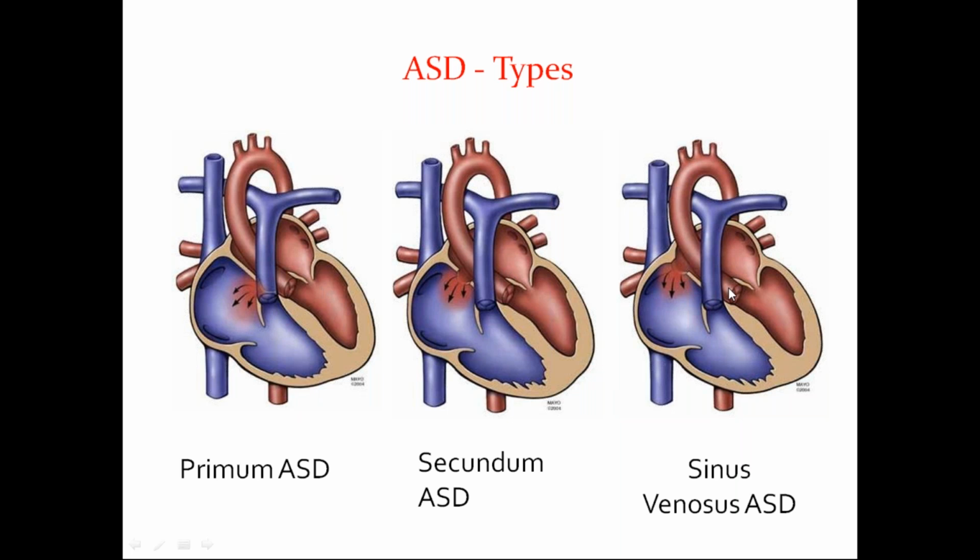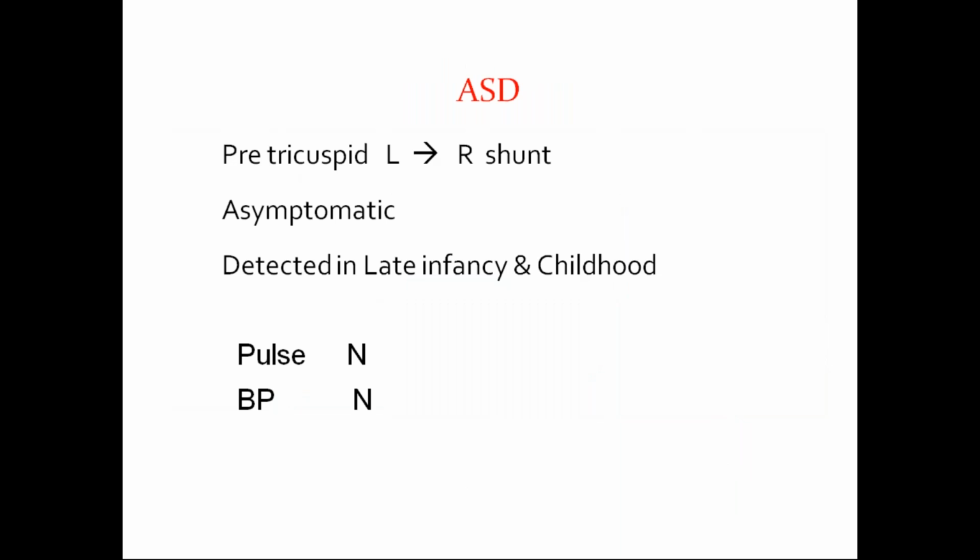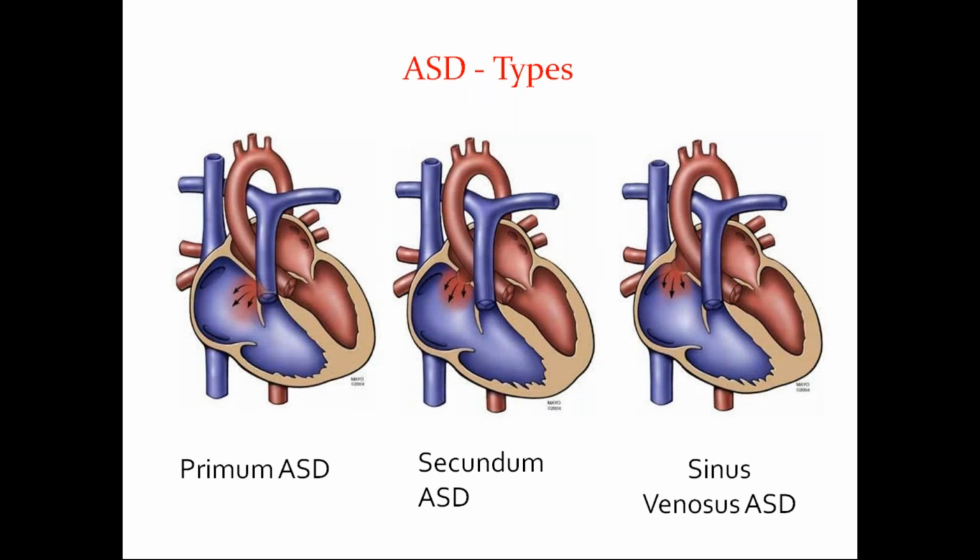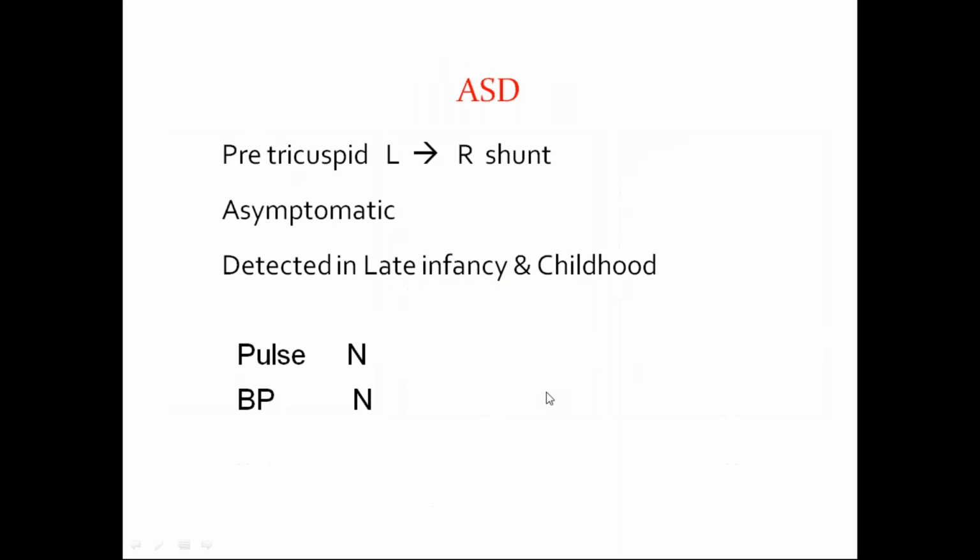There are four types. And in the pre-tricuspid area, there will be a left to right shunt. As we discussed, the left heart will be having more pressure rather than the right heart, so there will be a chance of shunting of blood from the left to the right side, and most probably they're asymptomatic because not much blood is flowing. Yes, blood is flowing, but not much blood.